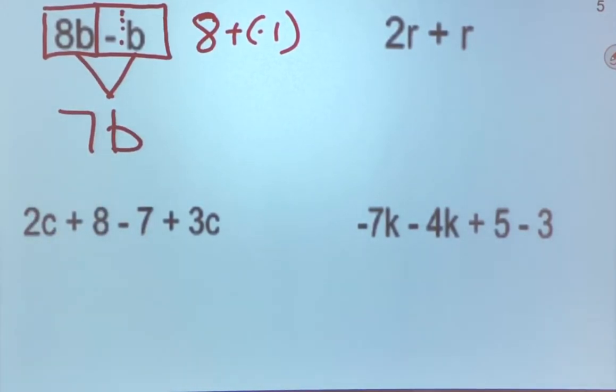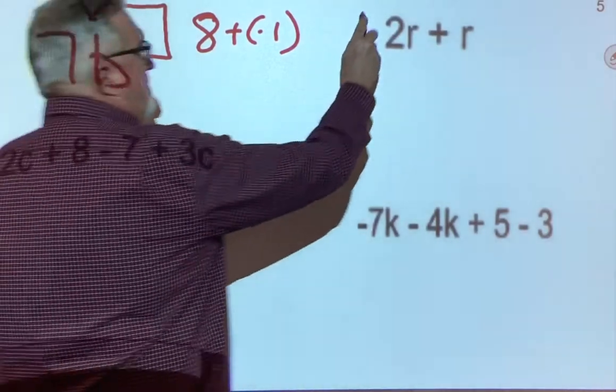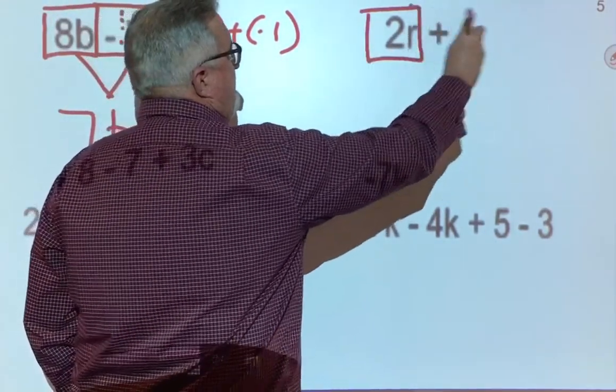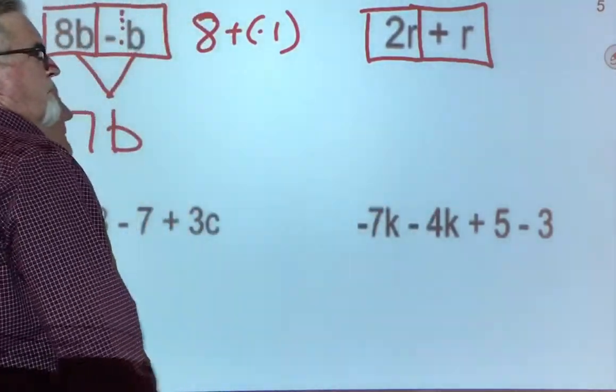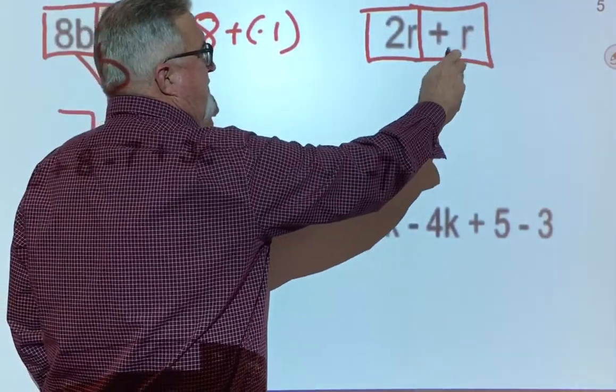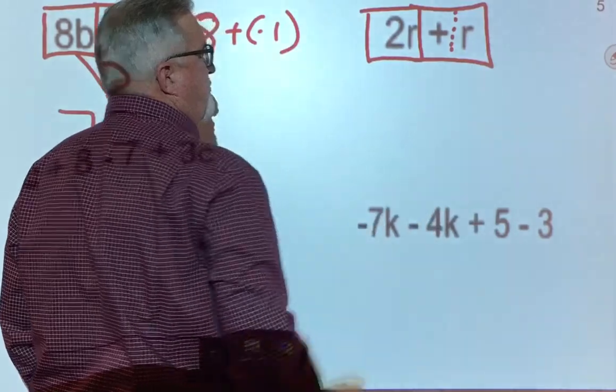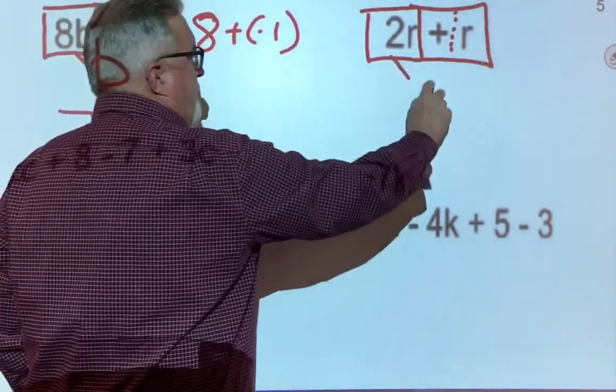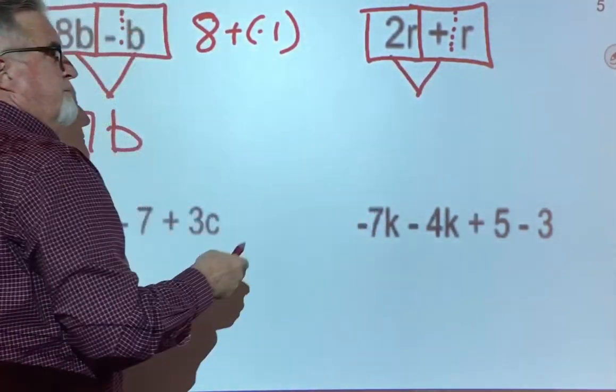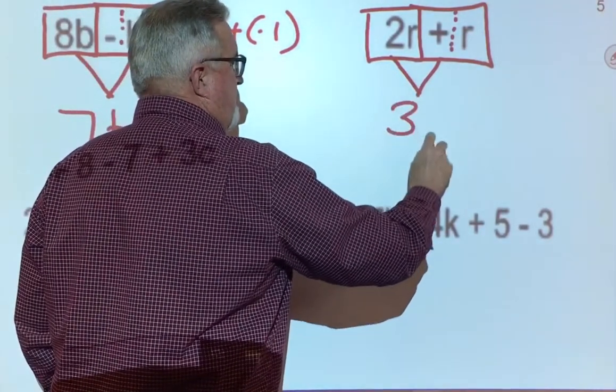On the next expression, we've got 2r and we've got a positive r. Well, they both have the exact same variable. I've got a coefficient of 1 on this one. They're both positive, so I'm adding 2 plus 1, which makes it a total of 3r.